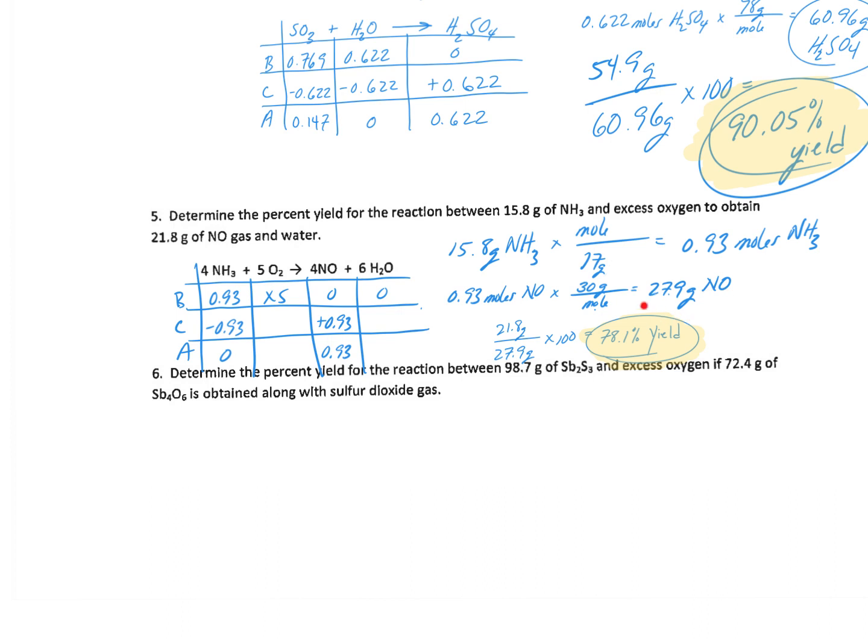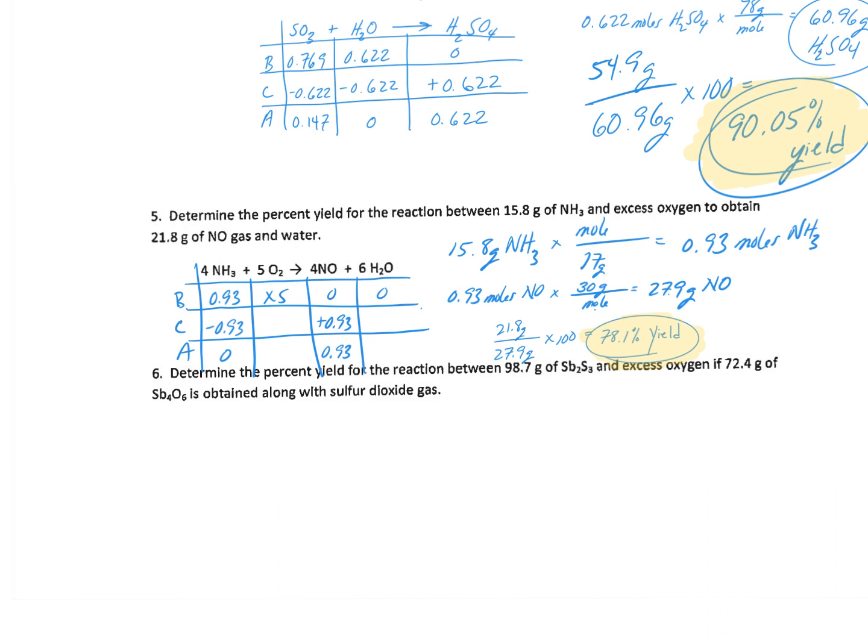This, of course, is the theoretical amount that we could possibly get. All right. Take the amount that we actually made, 21.8 divided by 27.9, and we're getting the percent yield. So we have a percent yield of 78.1%. All right, I am going to go on and solve the next one. For the next one, we're going to need to actually write out the chemical equation. But essentially, these are all the same now.